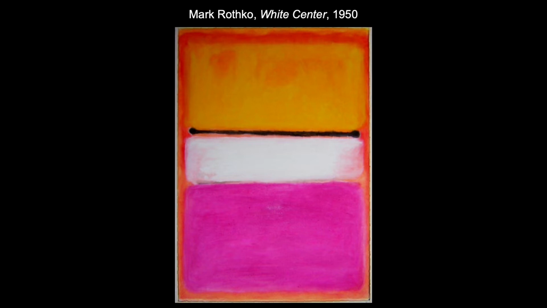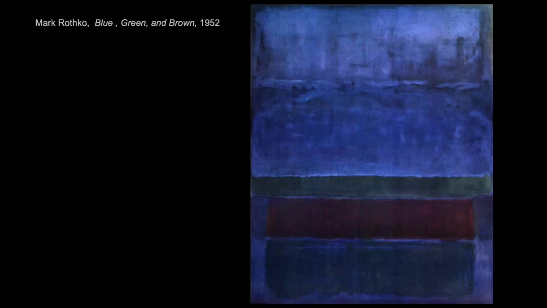But by the end of the 1950s, Rothko had moved away from these bright, sensuous colors, the pink and the orange, towards these more somber, deeper colors, cooler tones, though still certainly very highly saturated. And there was a certain emotive quality that he was after here, which you may flip back and forth between his white center and this blue, green, and brown and see if they have a different emotional effect.